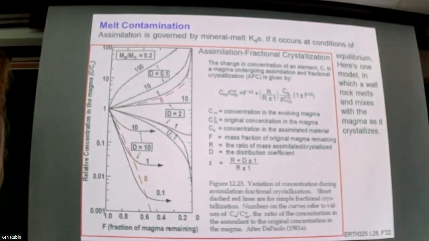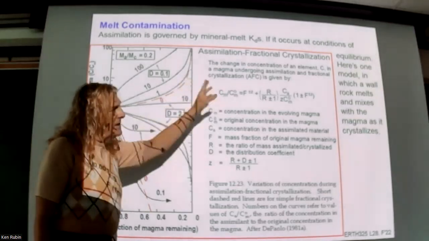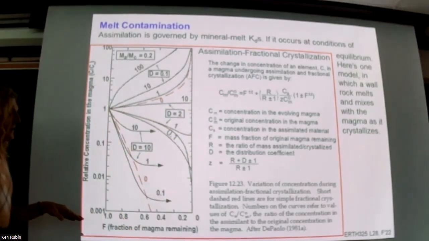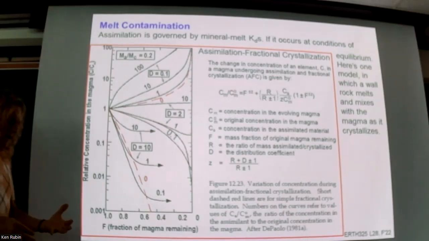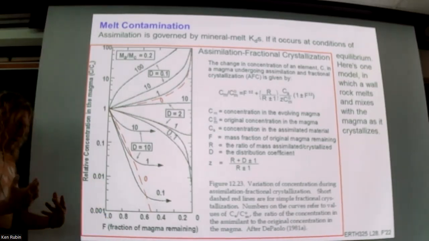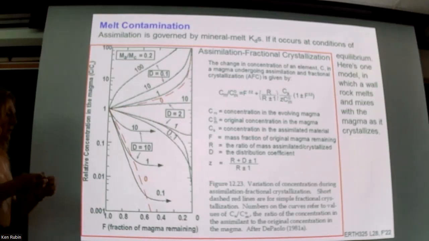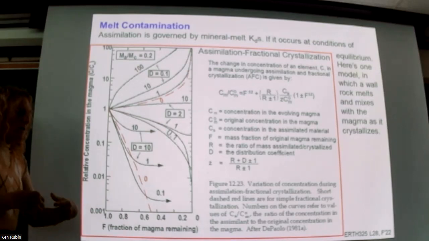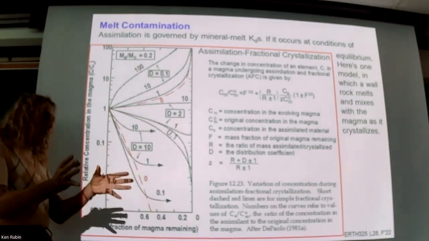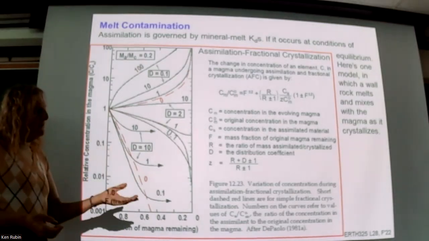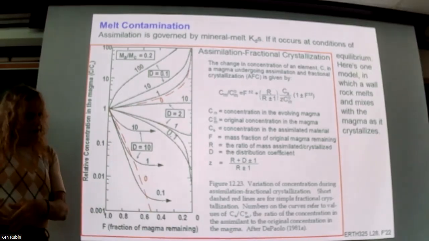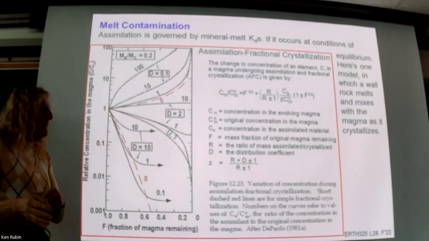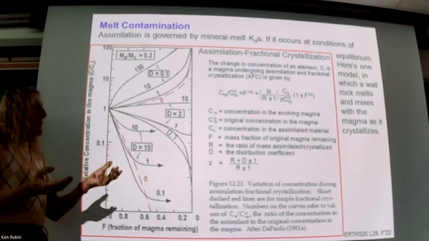So this is a diagram of a process called AFC, assimilation fractional crystallization. It comes from your textbook. In essence, the way we like to think about the process of assimilation is that it's happening concurrently with the differentiation of a magma. And in fact, if one assimilates a certain amount of material out of the wall rock in the form of a melt or a fluid, that will cool the existing magma and cause some increment of differentiation of the magma. So these things happen together. We have to conserve heat.